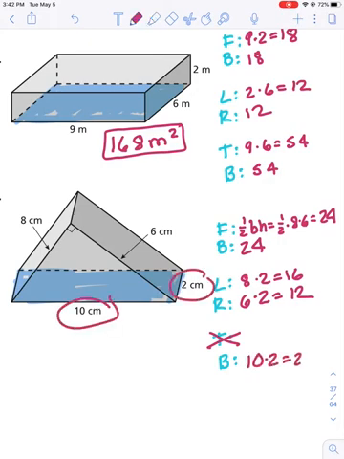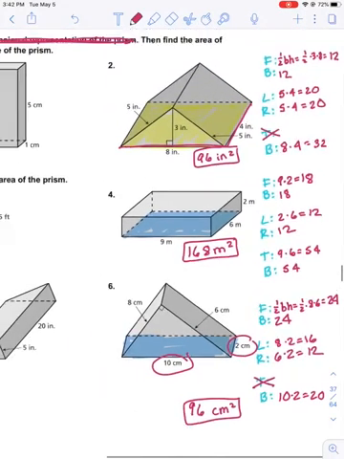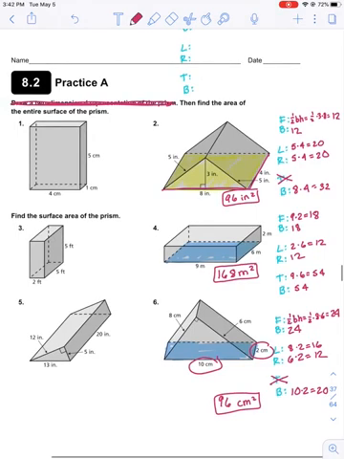Lastly, the bottom. All right, and that looks like it's 10 times 2 to me. 20. Add them up, put units. I got 96 centimeters squared.